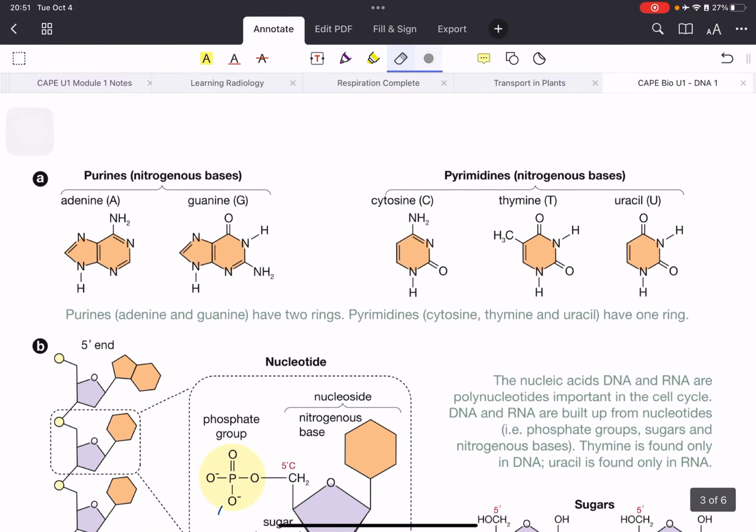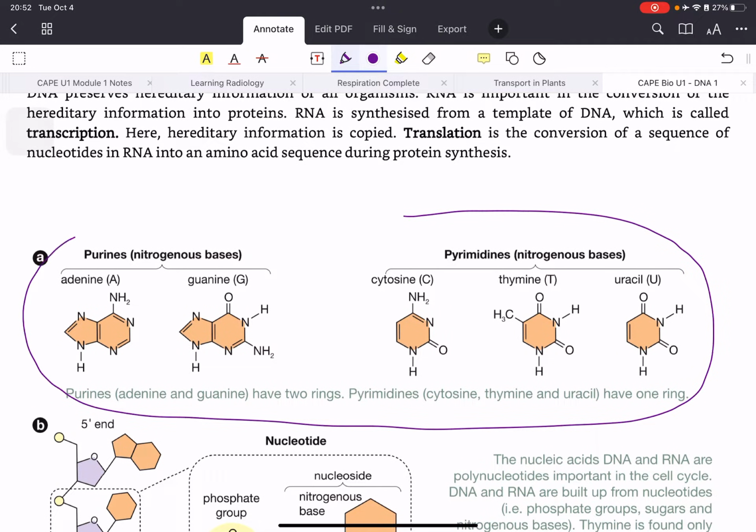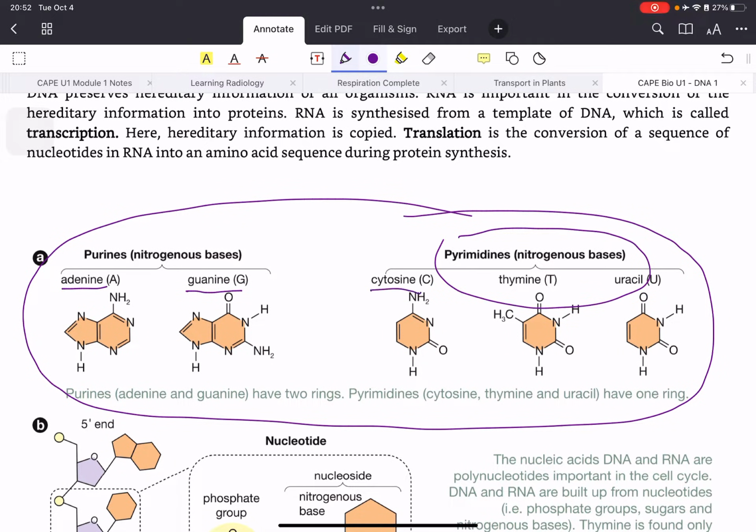So here we have in this diagram the 4 bases, right? Let me just circle it here for you. Purines could be adenine or guanine, and pyrimidines could be cytosine or thymine. Uracil is only found in RNA, so we will be ignoring uracil for the purposes of this video. For now, we take a look at adenine and guanine, and cytosine and thymine.